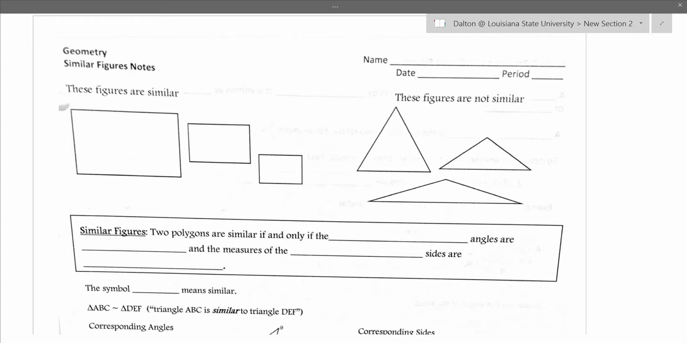Guys, hopefully this method of doing notes for you is going to be a little bit better. You can see things a lot clearer by doing it this way, so I hope this helps.